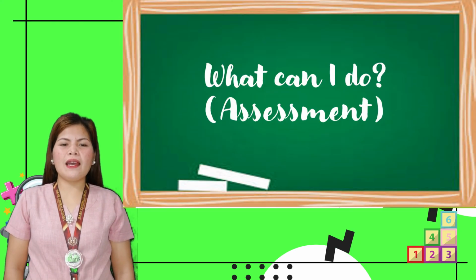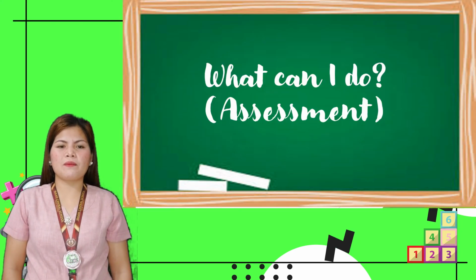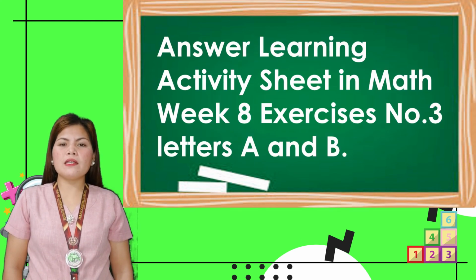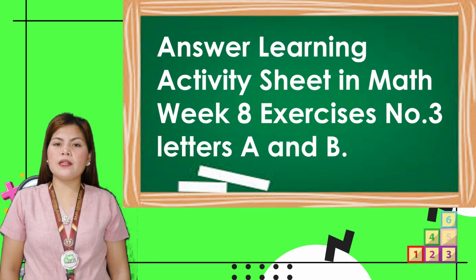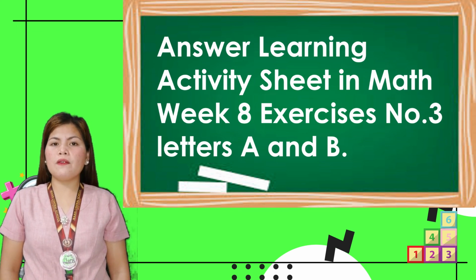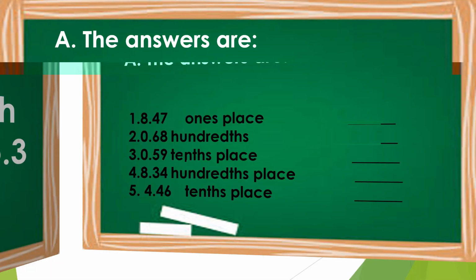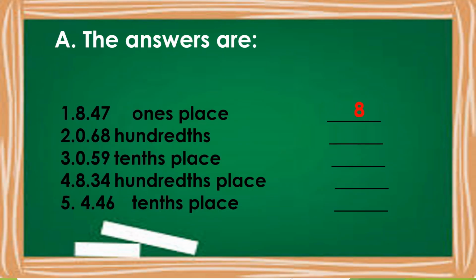Let us find out how well you understand our lesson. Get your learning activity sheet for week 8. Answer exercise number 3, letters A and B. You are given 5 minutes to do the task. It's time to check your answers. For letter A, the answers are 1, 8, 2, 8, number 3, 5, number 4, 4, number 5, 4.